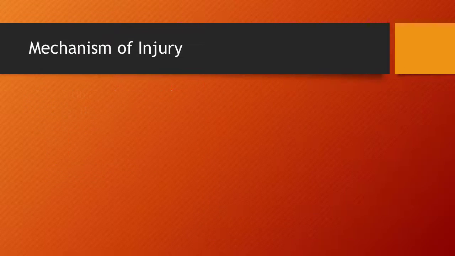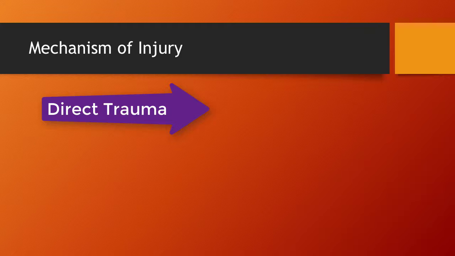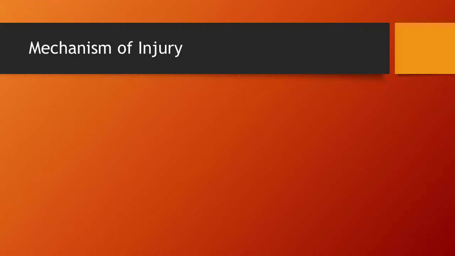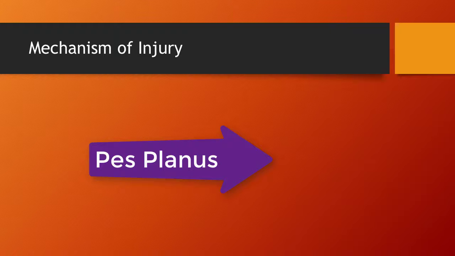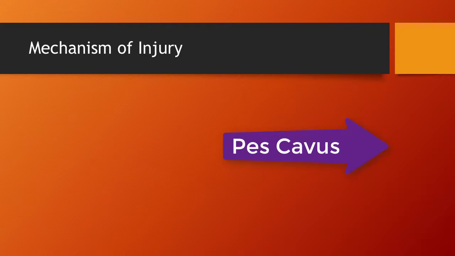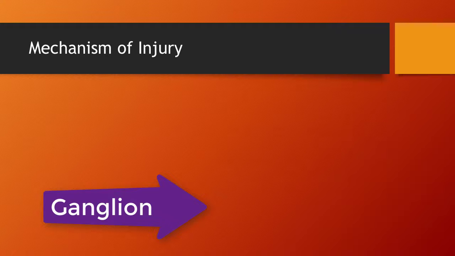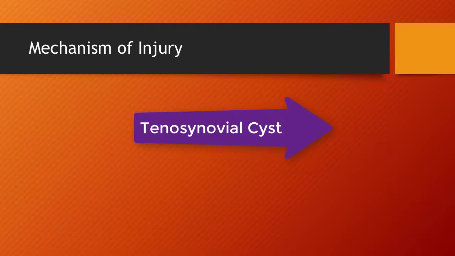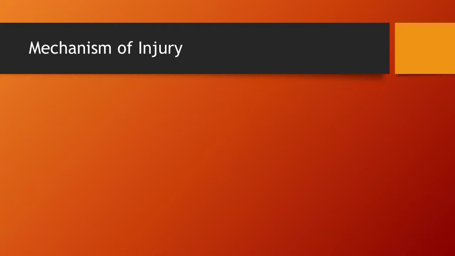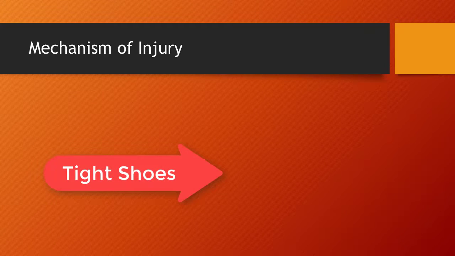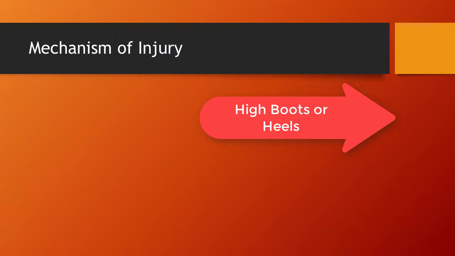Many different things can cause tarsal tunnel syndrome. If there is acute direct trauma to the area and you have inflammation, that's going to put pressure on those structures. Anatomically, it is most often seen in individuals who have pes planus, but you can also see it in pes cavus. They may have a rectus foot, they may have a ganglion or a tenosynovial cyst that is in that tunnel as well. You will also see it in individuals whose footwear consists of tight shoes or a lot of high boots or high heels.